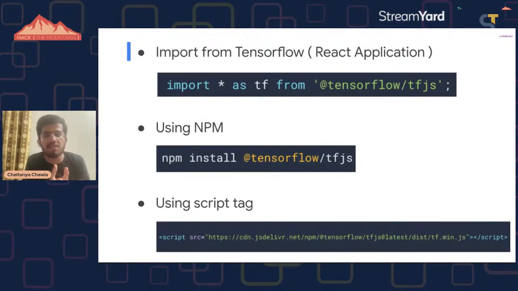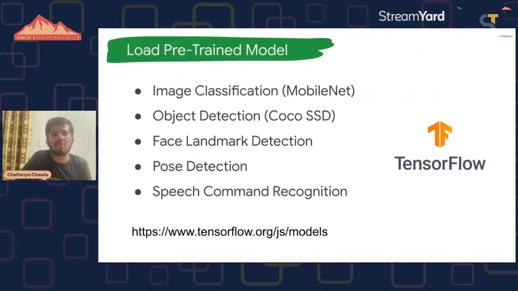Then the next step is using npm. So using npm, you can just simply write npm install @tensorflow/tfjs. So this is all for importing TensorFlow.js. Or you can also use a script tag. Then the next step is loading a pre-trained model.